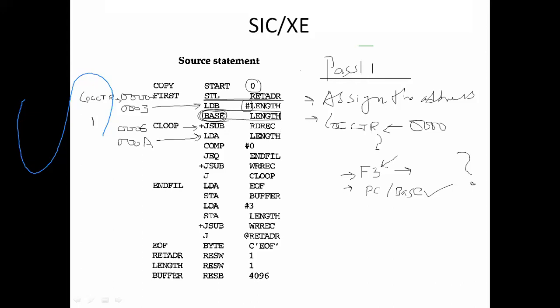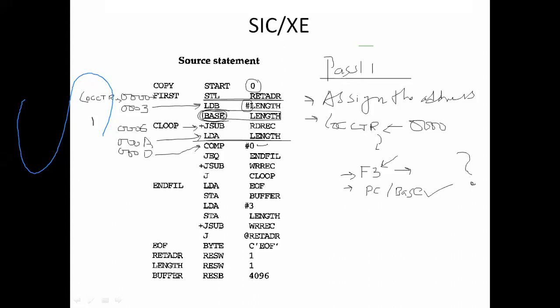So LDA length is present at address 000A because the previous instruction is an extended format instruction and its size will be 4 bytes. Got it? Okay. Now once again, observe, this is a simple instruction. So it will be 3 bytes. So A is 10, 11, 12, 13. So B, C, D. So at D, it is present. Okay, 000D. So this instruction is present at 000D.